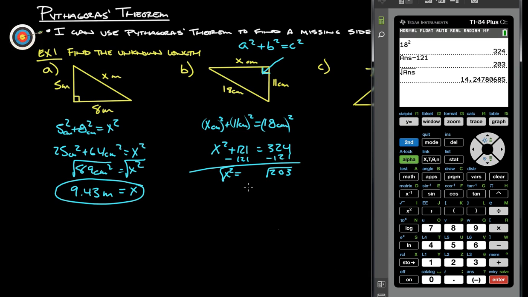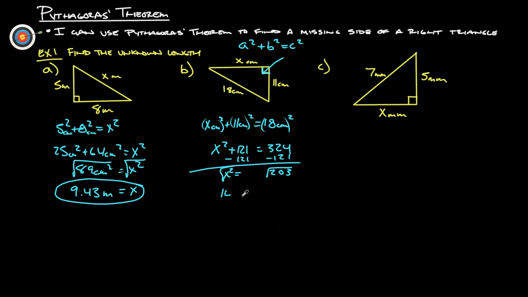And we get 14.247. So first, second, third significant figure. 4 tells the 2 to stay the same. So we get 14.2. x equals 14.2. And now I'm going to put my centimeters back on here at the end. Okay.